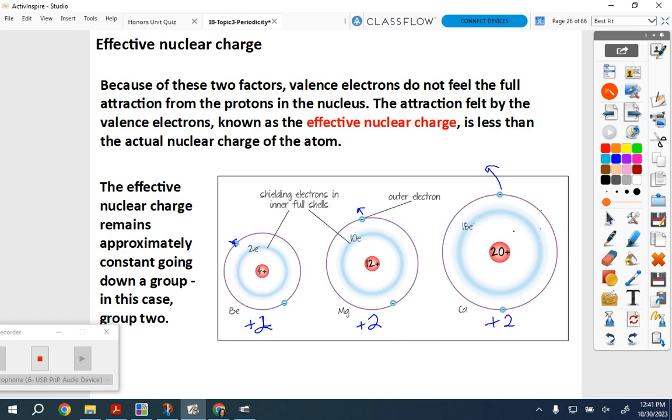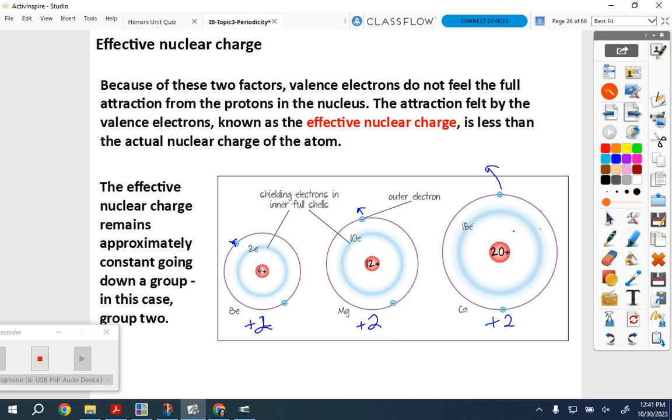So in that sort of simplistic idea, the effective nuclear charge is going to increase as we go across, even though the shielding is staying the same.